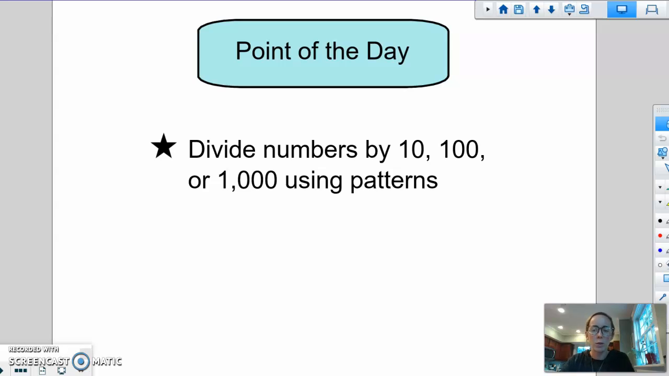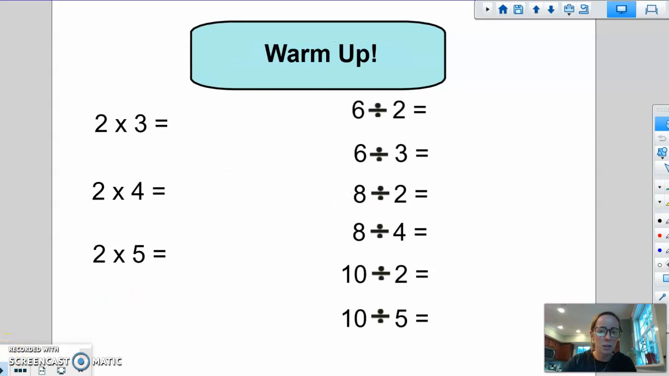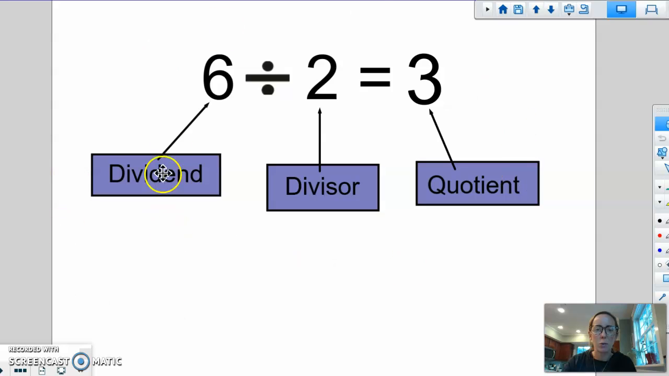For math this morning, we are going to be working on dividing numbers by 10, 100, or 1000 using patterns. You are going to see that this is going to be really, really similar to the work we did when we're multiplying numbers by 10, 100, and 1000, just slightly different because obviously we're shifting into division. For a quick review before we start, take a look at just our vocabulary.